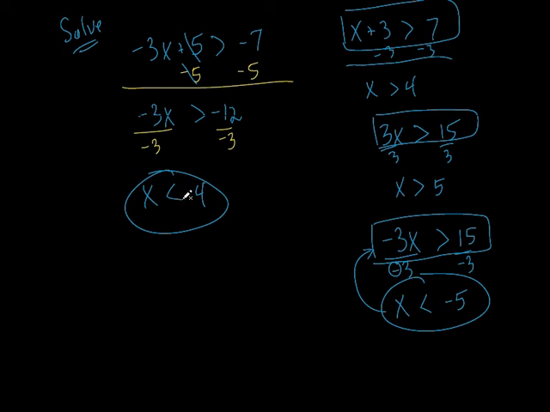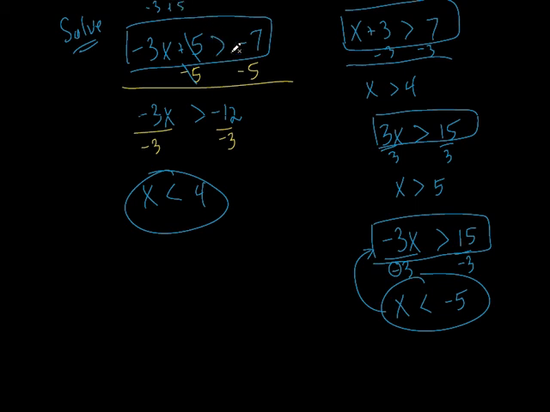Let's just, for fun, pick a number that's less than 4 and plug it back into our original just to see if it actually works. Pick a really easy number, like a 1. That's less than 4, isn't it? Put a 1 in here. Negative 3 times 1 is what? Negative 3. Plus 5 is 2. Is 2 greater than negative 7? Sure it is. Any positive number is greater than a negative.